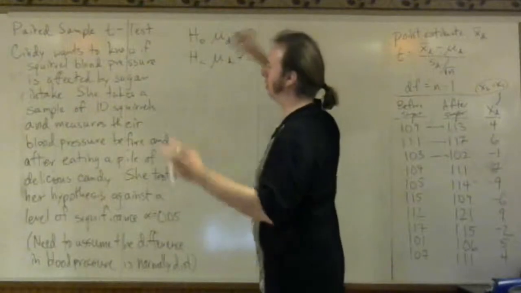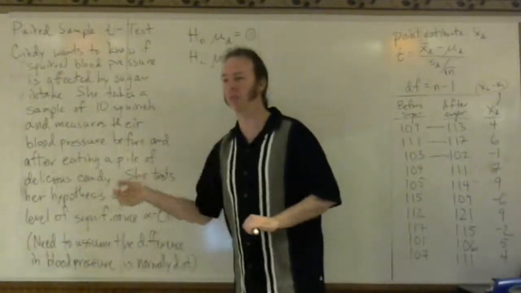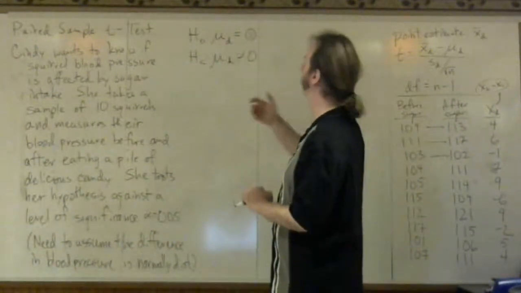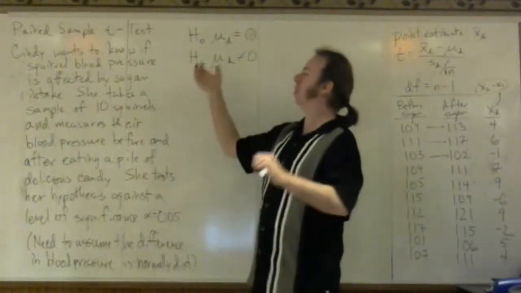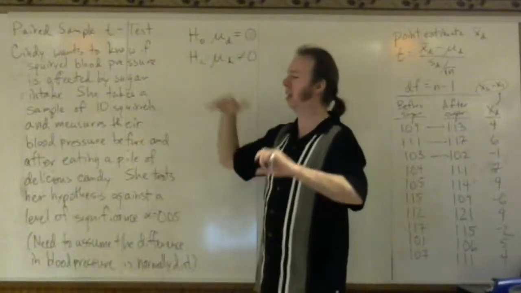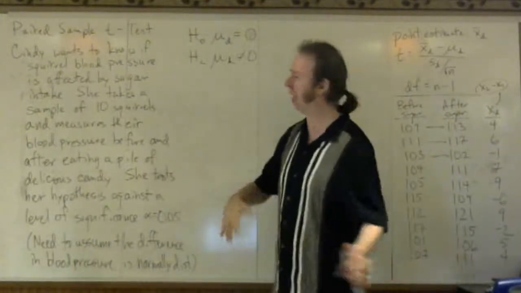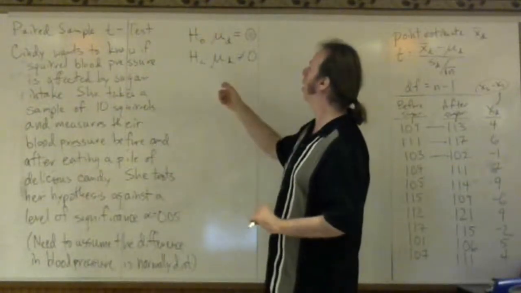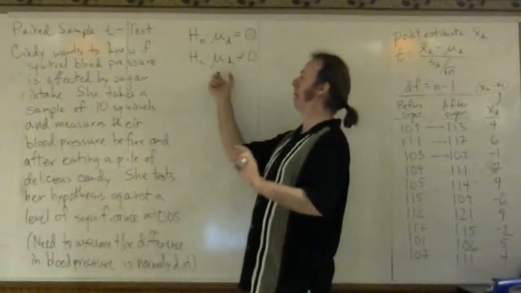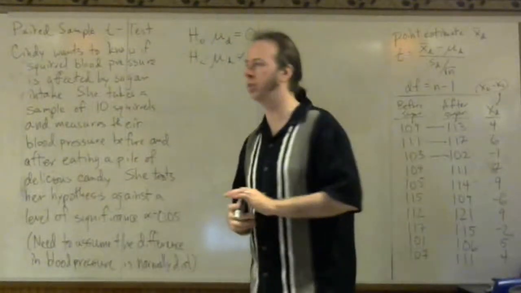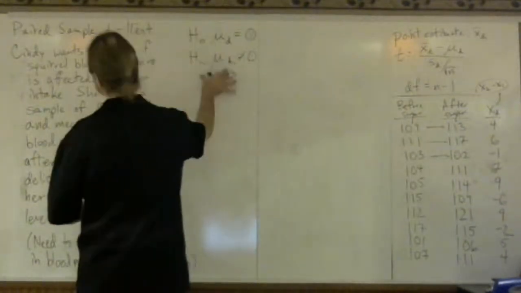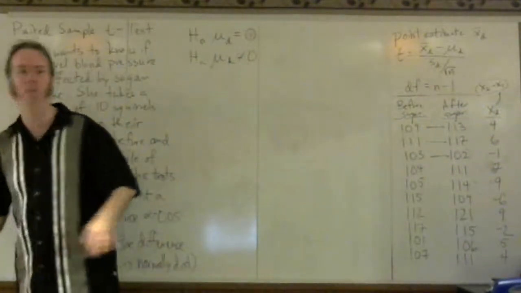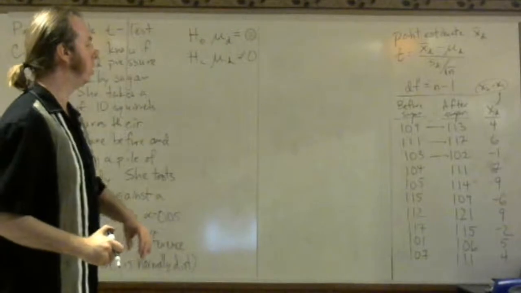The null hypothesis is that the blood pressure wouldn't be affected at all, so the difference between the two would be 0. For this particular situation, the person didn't say that she thought it was greater or less than 0. So the alternative hypothesis is just that it's not equal to 0. Alright, so those are our two hypotheses. We have our data.